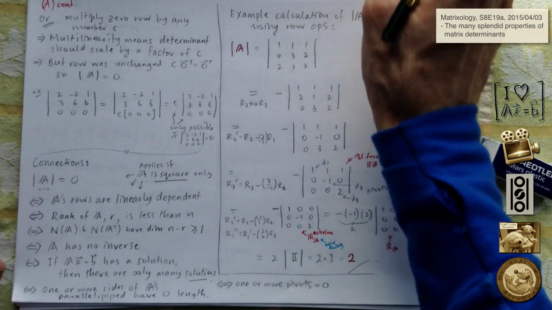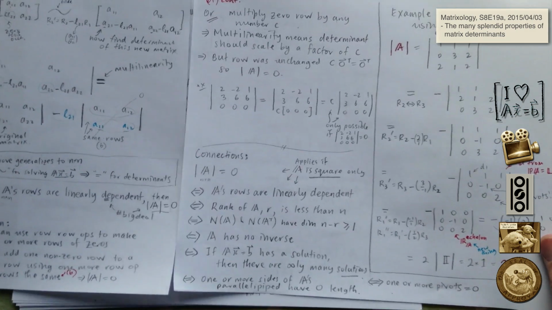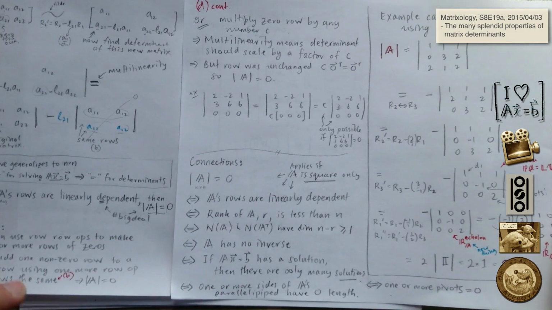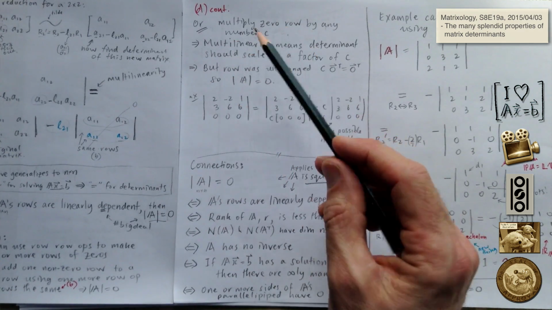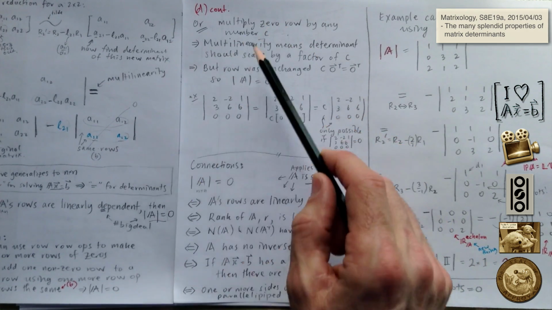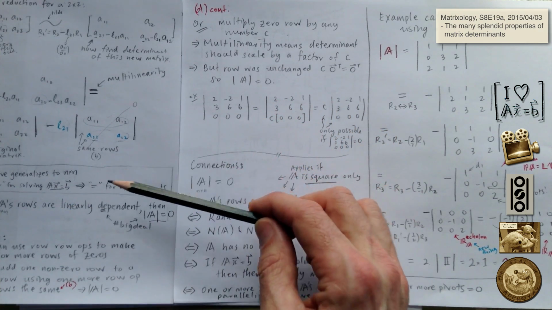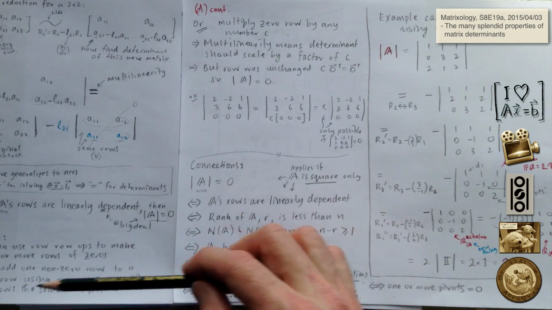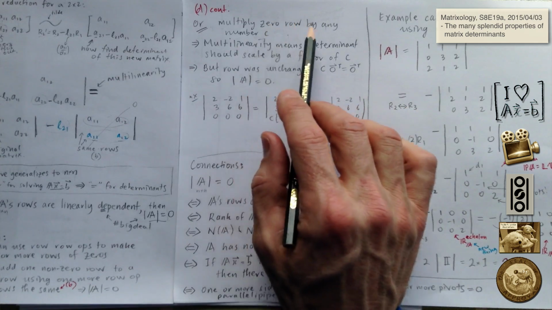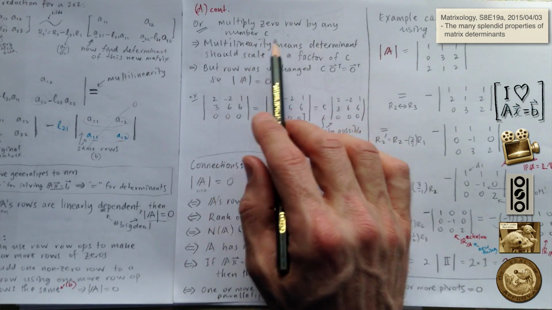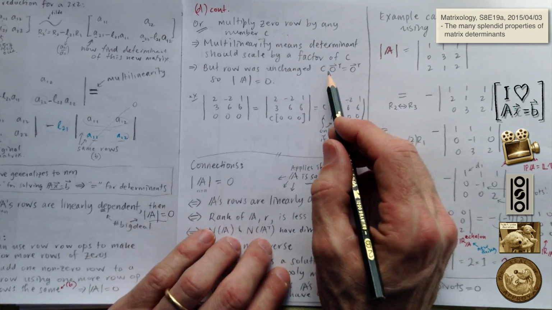Now, there are lots of other things. Let's give another reason for this. So we've done our row reduction, and we've got to some matrix with one or more rows of zeros. We can multiply that 0 row by any number c. And multilinearity means we should scale the whole determinant by a factor of c. But the row's not changed, right? Because it was a 0 row.